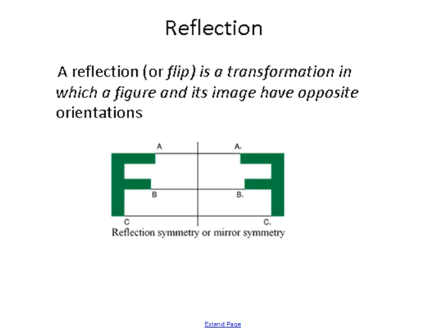So let me give you a formal definition here. A reflection or a flip is a transformation in which a figure and its image have opposite orientations. So here we have the letter F, and the letter F is being reflected across this line over here, and it produces the image that we see right over here on the right. The original points are labeled A, B, and C. The reflected points usually get called A prime, B prime, C prime, or in this case A1, B1, C1, to distinguish the reflected points from the original points.